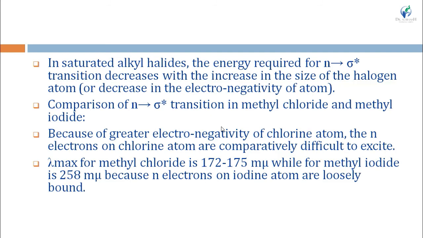So lambda max for methyl chloride is 172 to 175 millimicron, while for methyl iodide is 258 millimicron, which means methyl iodide has a lambda max of higher value, and lambda higher means energy lower. Wavelength and energy are inversely related. So wavelength higher means energy lower, because electrons of iodine atoms are loosely bound, so they require less energy to excite than the electrons of chlorine atoms.